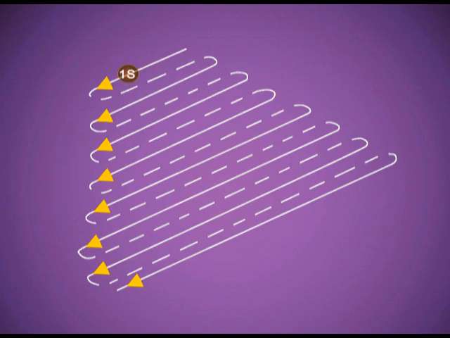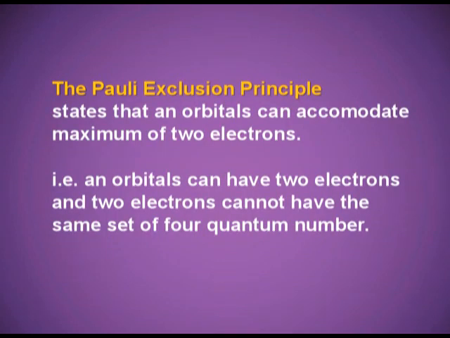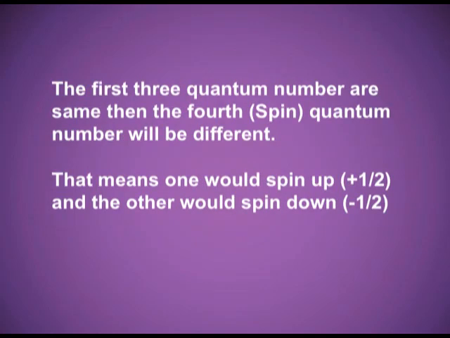1s orbital will be filled first, then 2s, 2p, 3s, 3p, 4s and so on. The Pauli's exclusion principle states that an orbital can accommodate a maximum of 2 electrons. That is, an orbital can have 2 electrons and the 2 electrons cannot have the same set of 4 quantum numbers. If the first 3 quantum numbers are the same, then the 4th quantum number, that is the spin quantum number, will be different. Let me explain why.